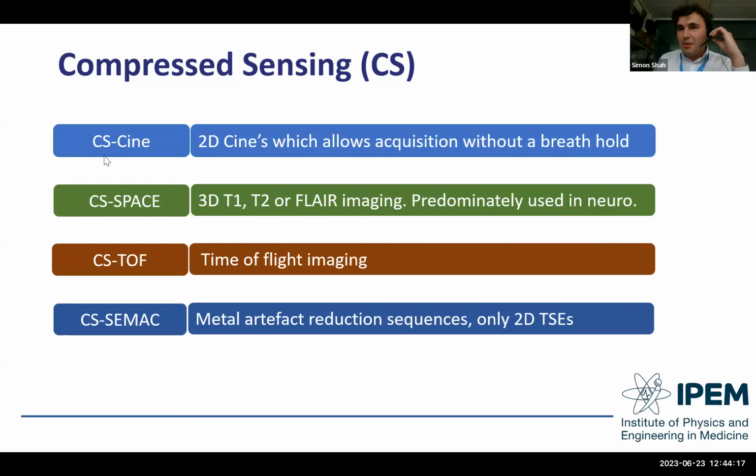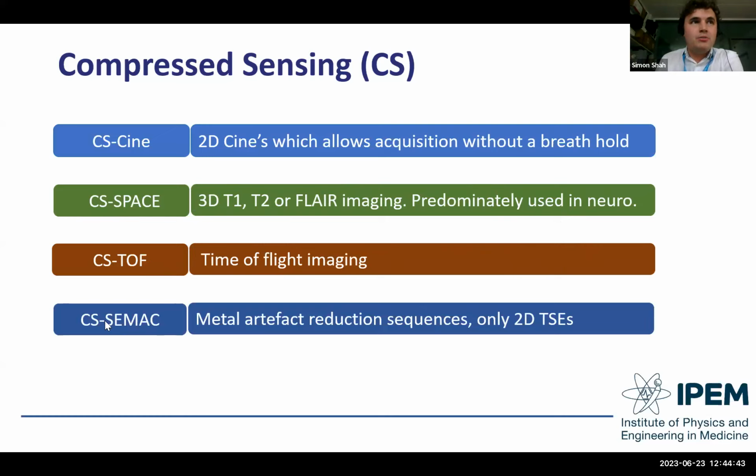Okay, right, we're back. So I touched on CS Cine. You've got compressed sensing SPACE, which is for 3D acquisitions for T1, T2, and FLAIR imaging, and these are predominantly used in neuroradiology. So the application of CS SPACE is only limited to those who are imaging that area. And the same again for the time of flight.